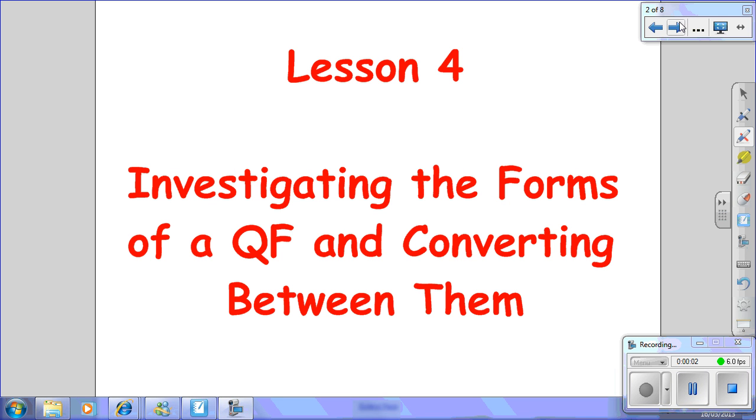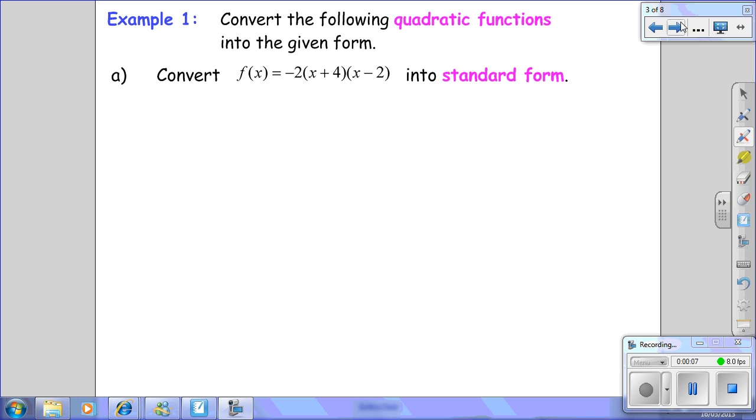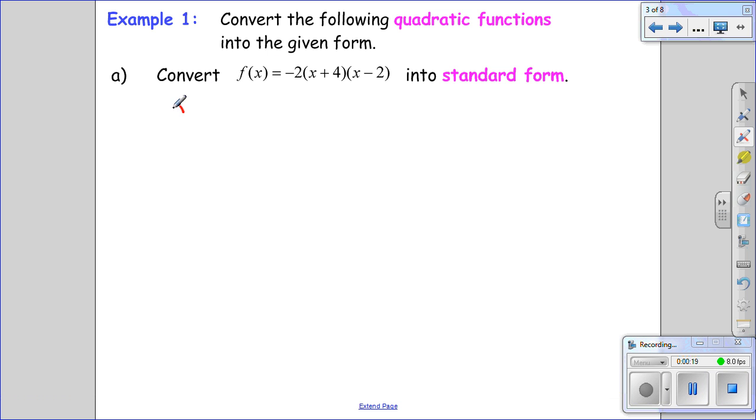Functions in all three forms and investigating how to convert between the three forms. To convert the quadratic function f of x equals negative 2 times x plus 4 times x minus 2 into standard form, it requires the use of algebra.